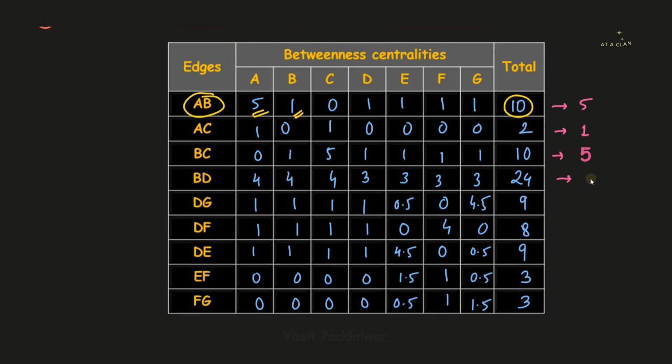For 24, it is 12. For 9, it is 4.5. For 8, it is 4. For 9, again, it is 4.5. For 3, it is 1.5. And for 3, again, it is 1.5. Now, this is the finalized value that we have got for every single edge.